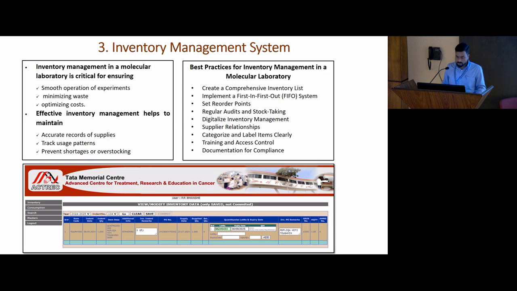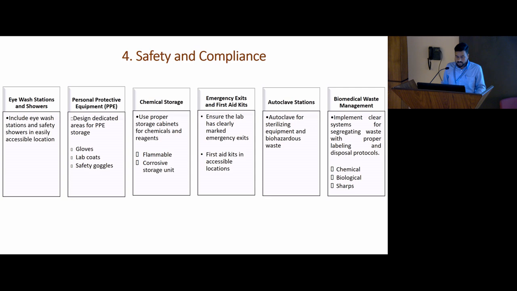These are the safety compliances. The general safety compliance has to be followed, starting from eye wash stations, showers, and protective equipment, with a designated area for PPE storage: gloves, lab coats and safety goggles. Proper storage cabinets should be used for chemicals and reagents. Emergency exits and first aid kits are required in accessible locations, along with autoclave stations. So these are the general considerations for safety compliance, and of course biomedical waste management.